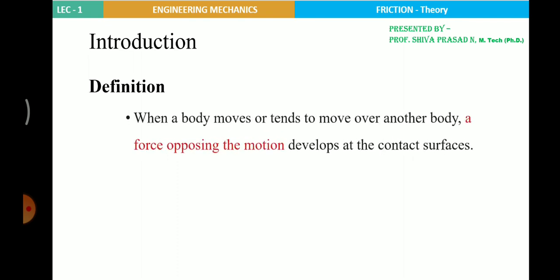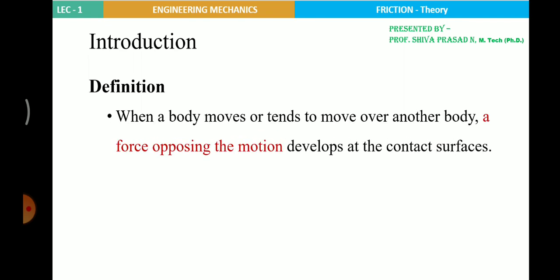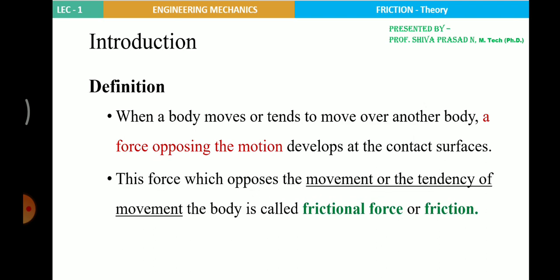So now from the engineering mechanics point of view, let's understand what exactly is friction. When a body moves or tends to move over another body, a force opposing the motion develops at the contact surfaces. This force which opposes the movement or the tendency of movement of the body is called frictional force or, in general, friction. So please note that frictional force is the force which opposes the movement of the body.